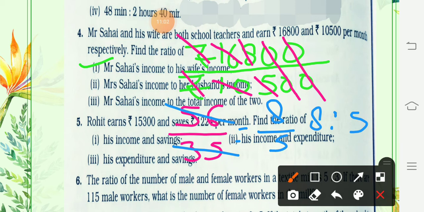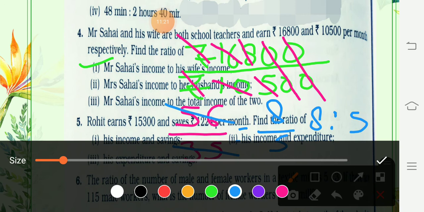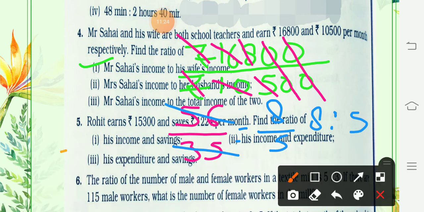Now the next option, Mr. Sahai's income to... husband's income. Oh sorry, Mrs. Sahai's. Now we need Mrs. Sahai's income. Mrs. Sahai's income will be 10,500 ratio 16,800. Meaning in this question we just have to reverse it. So the answer of this option is 5 ratio 8, because now we first have to state Mrs. Sahai's income, and the second term is Mr. Sahai. So just reverse them. So the answer will be 5 ratio 8.